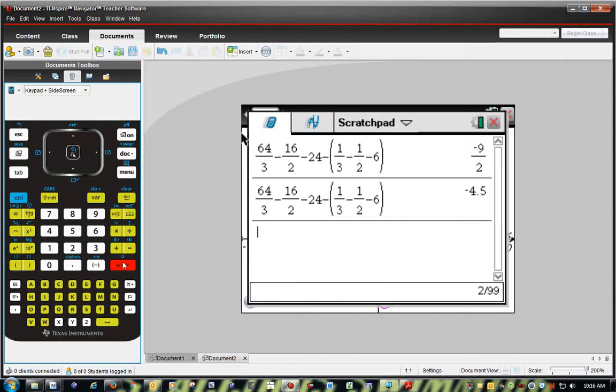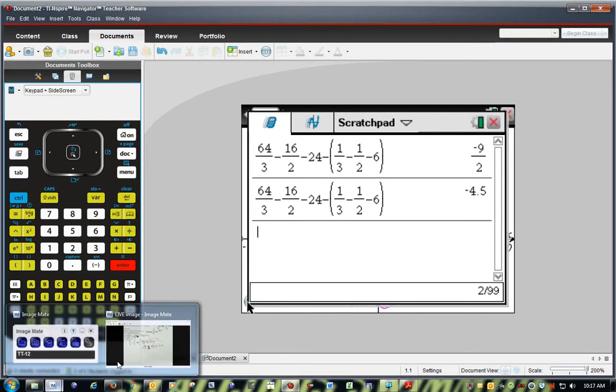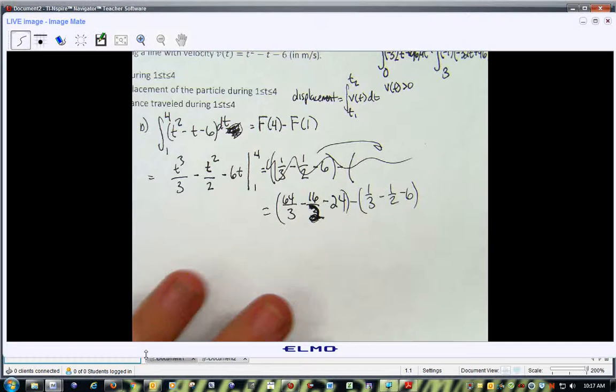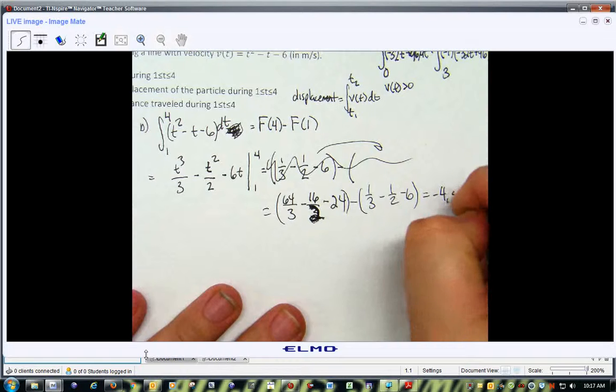Now, if you had to do this by hand, go ahead and do it by hand. It's not that big a deal. These aren't big numbers. So by now, you should be able to do this math by hand. But, are we all okay with that? Alright, so if I go back here, I can say this is equal to negative 4.5. Just like the graphing calculator told us it was going to be.